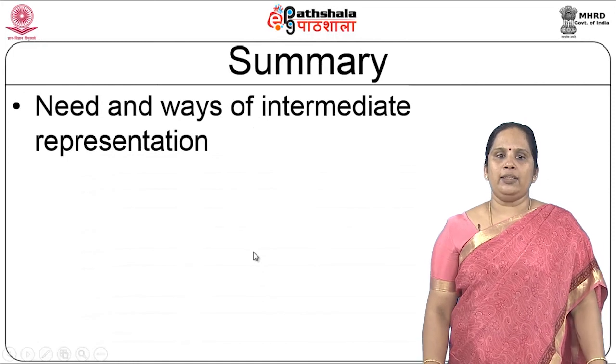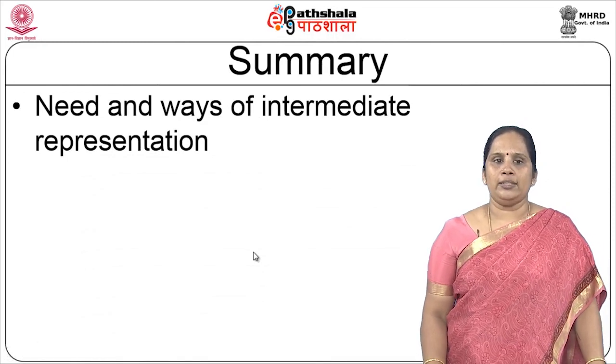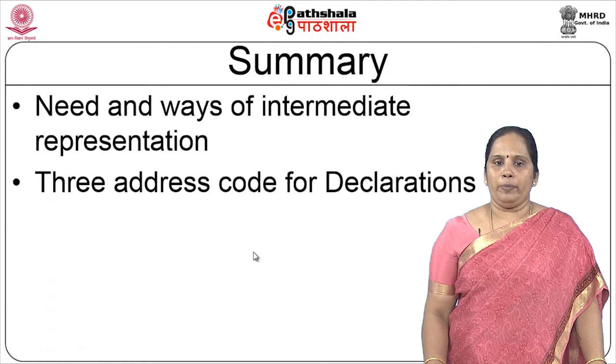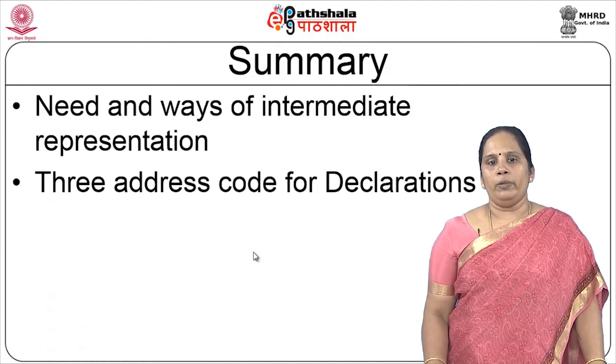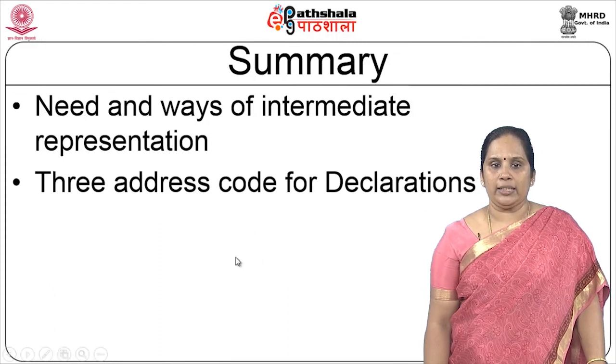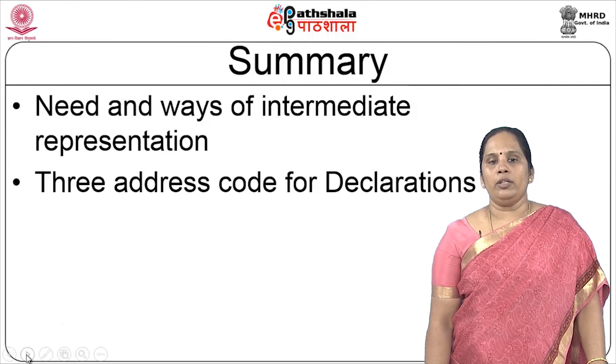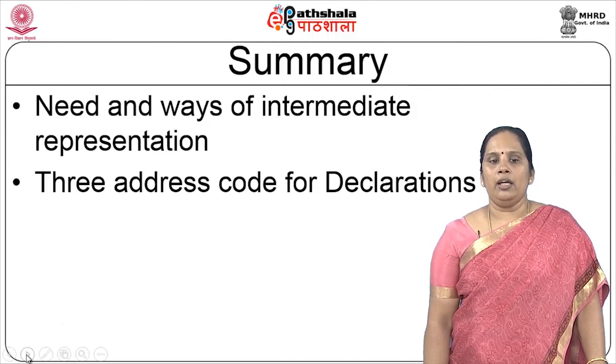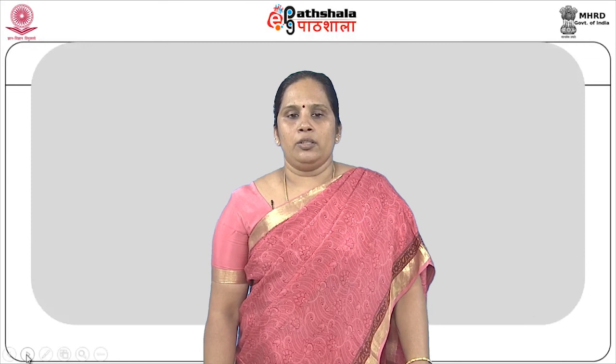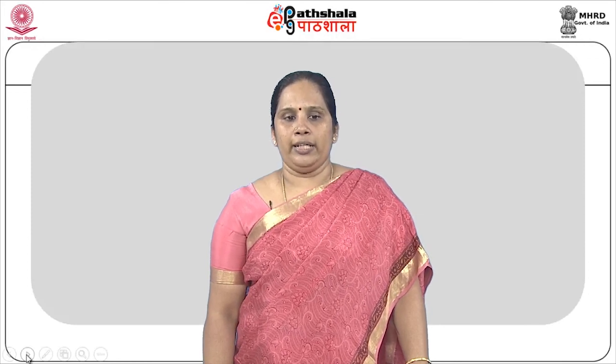So on summarizing, this module discussed the need and ways of intermediate representation. In terms of quadruples, triples and indirect triples were discussed, and we also talked about the three-address code for declarations in the simple context. So we'll continue on this in the next module.